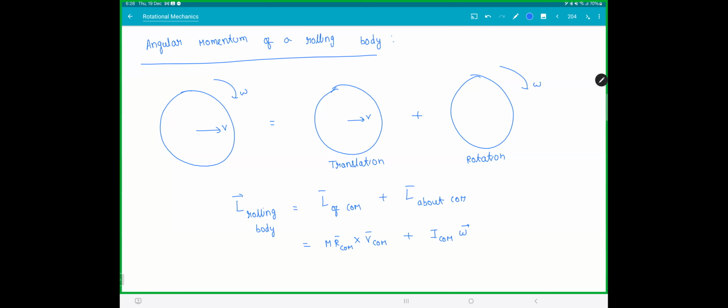Now let's see how to calculate for rolling bodies. Have a look at this. Any doubt so far? Not clear with any calculation? Great. Let's see a question.